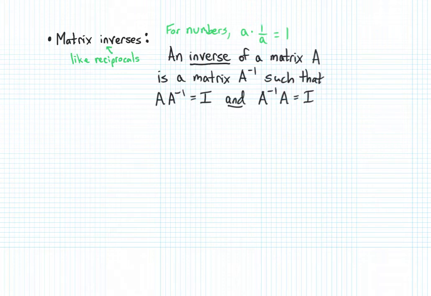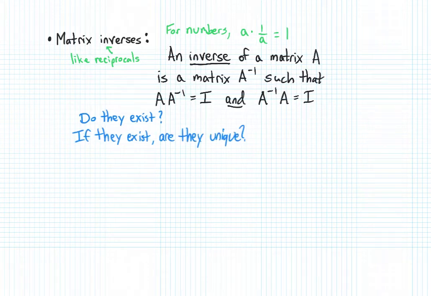And again, because multiplication can be done in either order and you potentially could get different things, we have to make sure that you get an identity matrix no matter which way you multiply. So this seems like a reasonable definition, but there are some questions that pop up immediately. So one question is, do they exist? Can we even find a matrix like that? And then a second question is, if they do exist, are they unique?